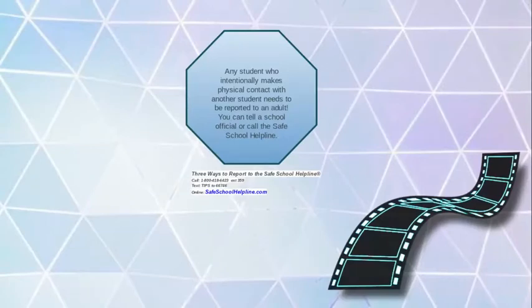When we talk about conflict and resolving conflict, it's important to remember violence and physical aggression don't solve anything. Any student who intentionally makes physical contact with another student needs to be reported to an adult. You can tell a school official or call the Safe School Helpline.